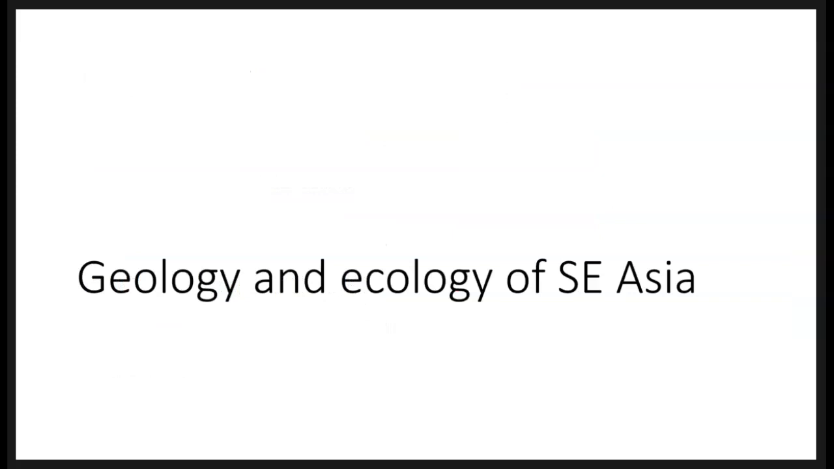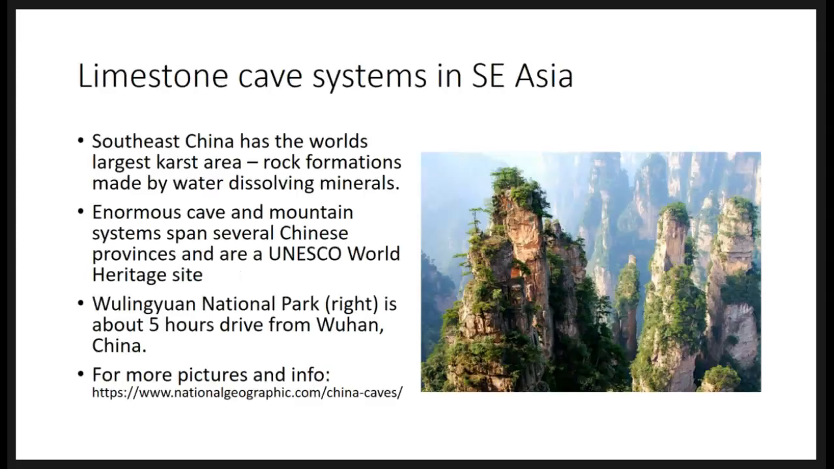Another thing that you should understand about coronaviruses is the geology and ecology of Southeast Asia. Southeast China has the largest deposit of karst in the world. Karsts are rock formations that are formed when soluble minerals in the rock are dissolved by flowing water. This creates incredible geological formations, including the cliffs found in Wulingyuan National Park, which is about a 5-hour drive from Wuhan, China. And it also creates some enormous cave and mountain systems in China, all over Southeast Asia.